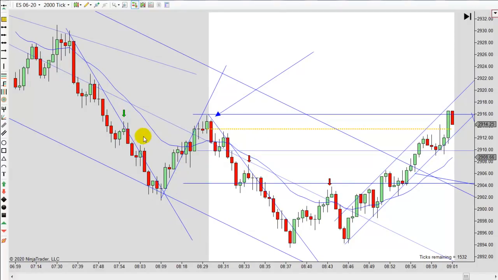And then this is a repeat pattern, pretty much like this one over here. This line right here, you can ignore it. This came from later on. Just move that out of the way. We still got room down to these lows. So I like that one. It's a repeat pattern. It's a failed second entry.